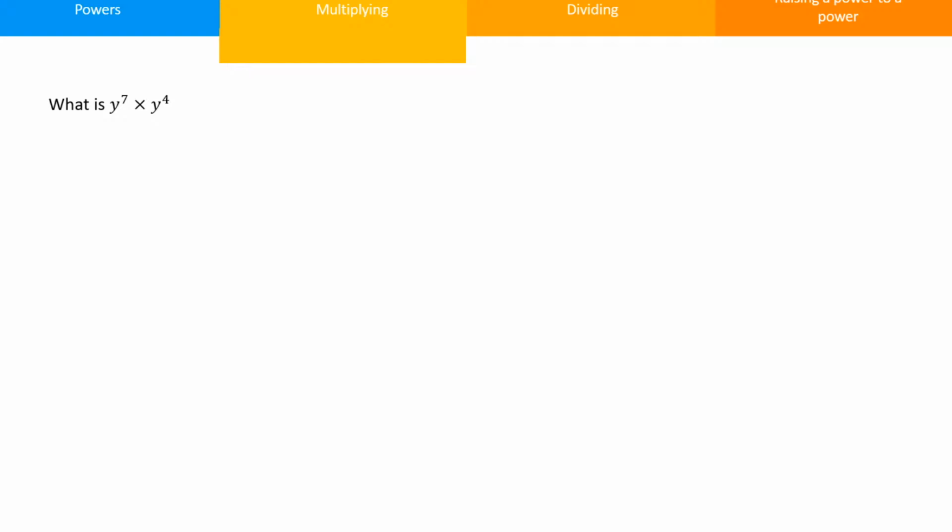I hate the word answer. Lots of students misunderstand what it means. There is no answer here. It's just a simplified version. But in order to understand it, let's build on what I've just said. I just said that y to the power 7 is y times y times y times y times y times y times y. But I can also use the same logic to think that y to the power 4 is y times y times y times y.